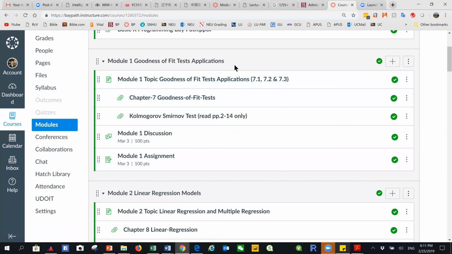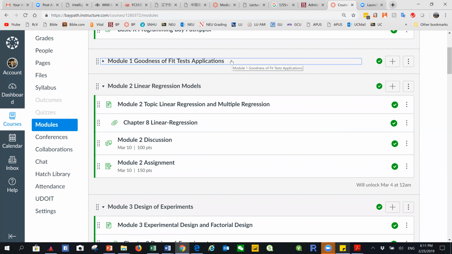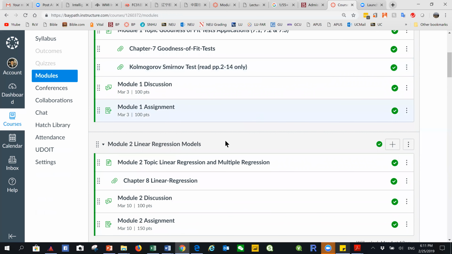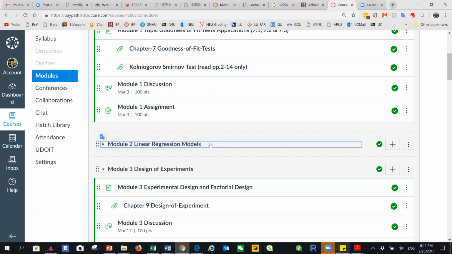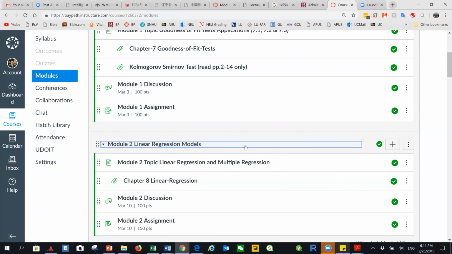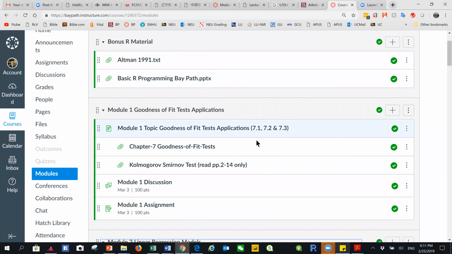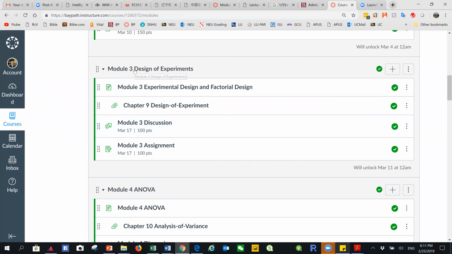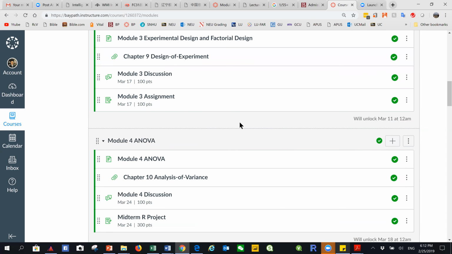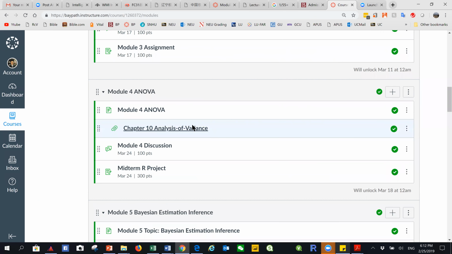The first module will cover goodness of fit test applications. Then in the second module, we'll talk about the linear regression model, which is easy, but we will see the multiple regression application. Okay. Then the third module will be on design of experiments. The fourth module on ANOVA table.